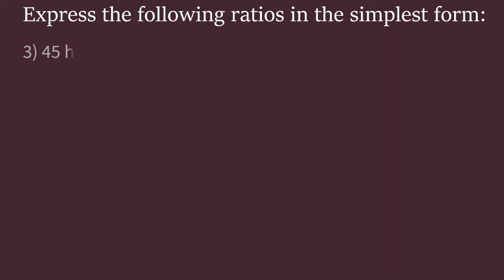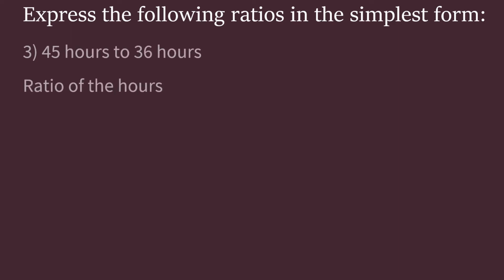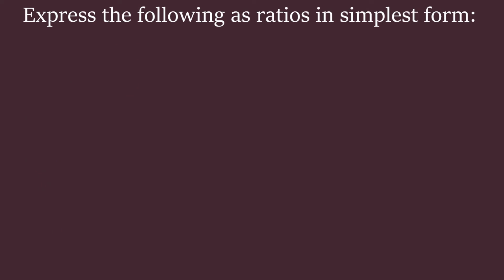Question number 3. 45 hours to 36 hours. Ratio of the hours is equal to 45:36. To simplify, write it as a fraction, that is 45 upon 36. See, 45 and 36 both are divisible by the same number 9, so divide. 9 fives are 45 and 9 fours are 36, so we get 5 upon 4. And the ratio form of 5 upon 4 is 5:4. Let us solve one more question.